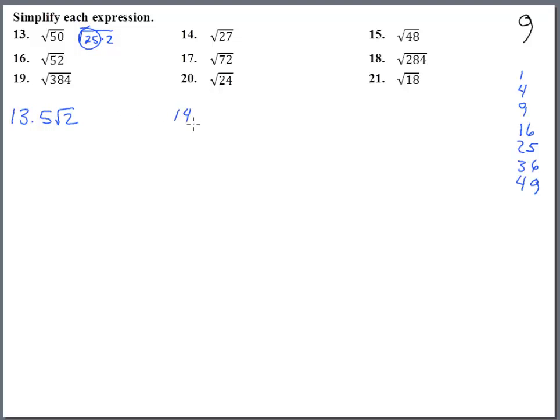Number 14. Square root of 27. We look at that. We have a 9 in there. That's square root of 9 times 3. This is a perfect square. It becomes a 3. Square root of 3.